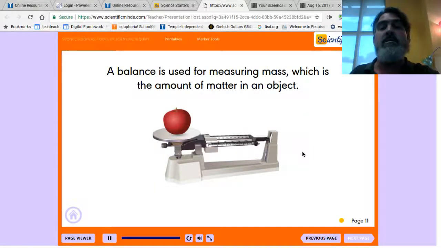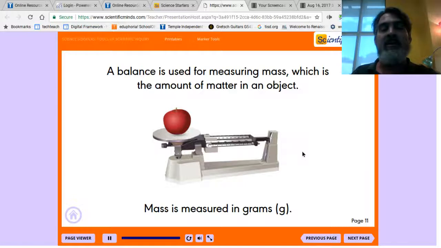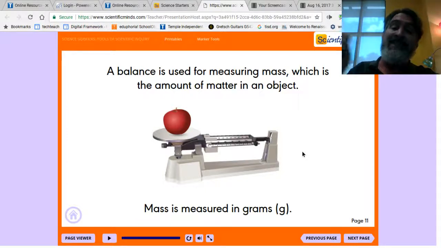A balance is used to measure mass, which is the amount of matter in an object. Mass is measured in grams. And the weird thing about mass is that mass doesn't change no matter where you are. So your mass on Earth would be the same as your mass on the moon, even though the gravity is different. It has nothing to do with gravity. That's weight.